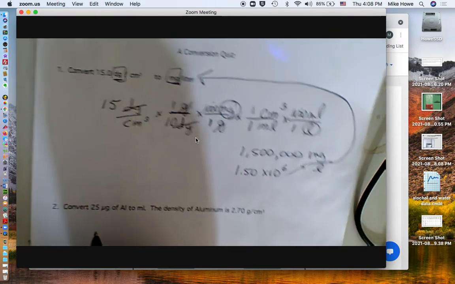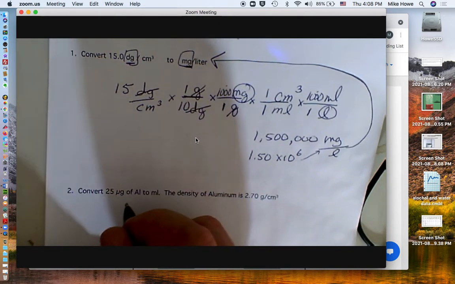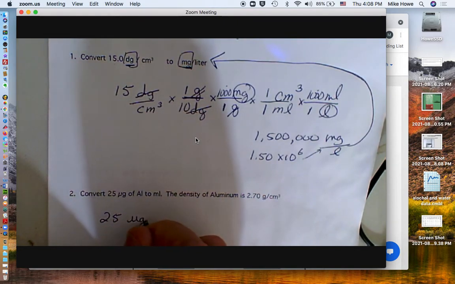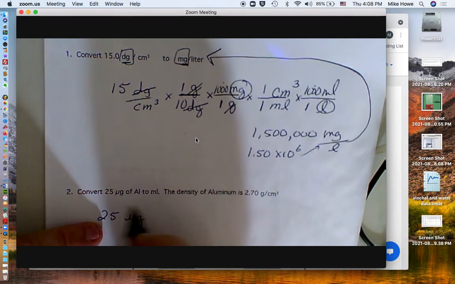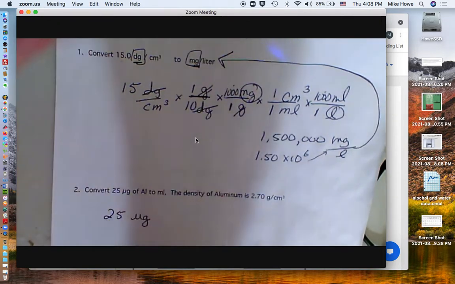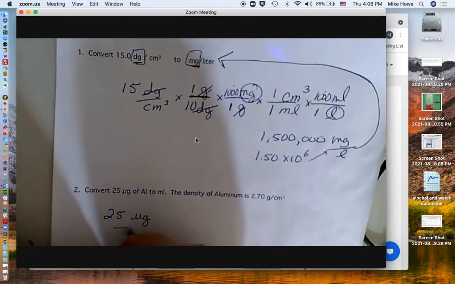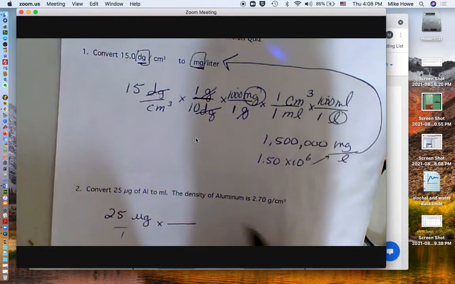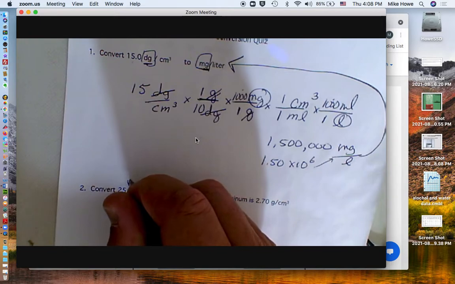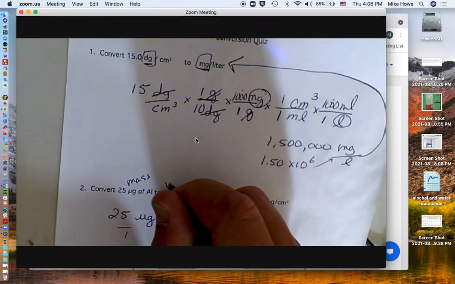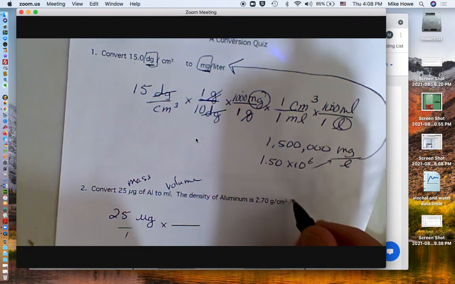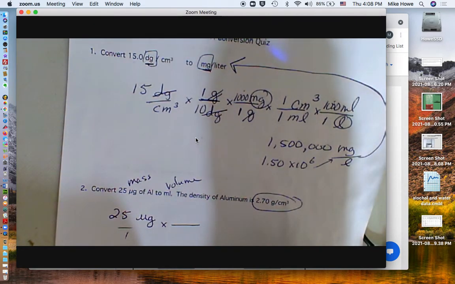Okay, next question, problem 2, we have 25 micrograms. Now micrograms don't have anything underneath them because it just says you got a sample that's 25 micrograms. If you want to, you can put a 1 there. All right, so we need to change to milliliters. This is a measurement of mass, and this is a measurement of volume. So in order to convert mass into volume, we need to use the density conversion factor.